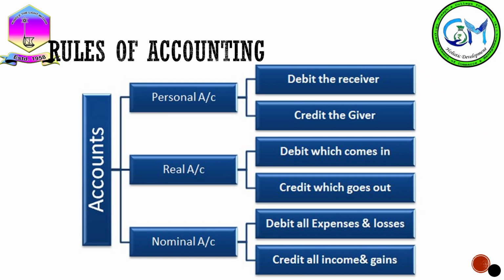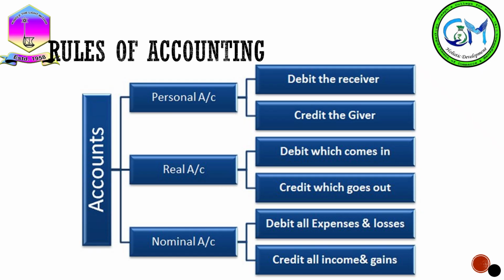Debit what comes in, credit what goes out. When an asset or resource comes into the business, it should be debited. When an asset or resource goes out, it should be credited. For example, machinery purchased for cash. Machinery is coming, cash is going. So machinery should be debit and cash should be credit.